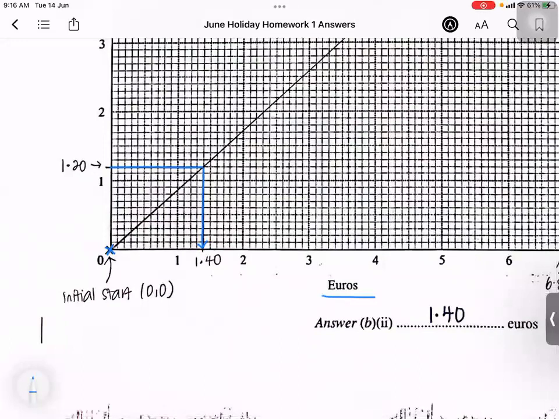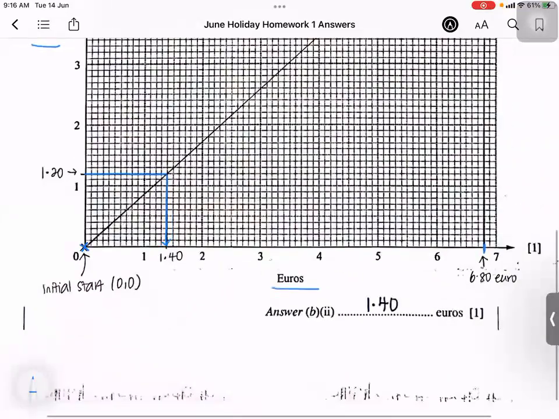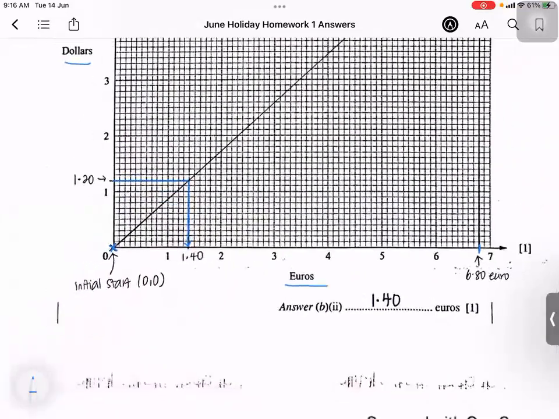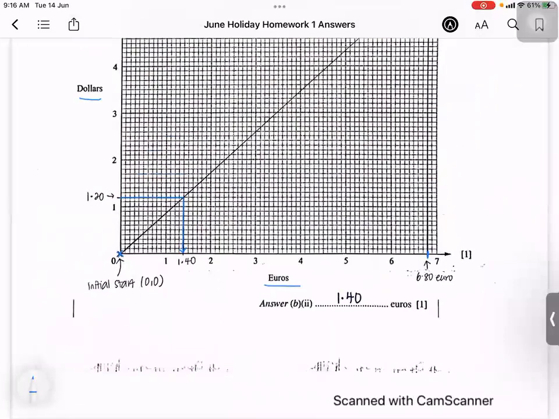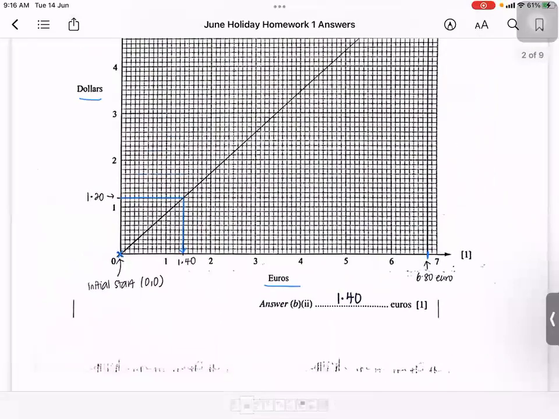Different people may have slightly different answers depending on the accuracy of your graph drawing. For this kind of practical situation question, usually the teacher gives marks based more on the conceptual understanding rather than the actual accuracy of the numbers itself. So this is just a very simple practical situation question. Let me move on to the next question.